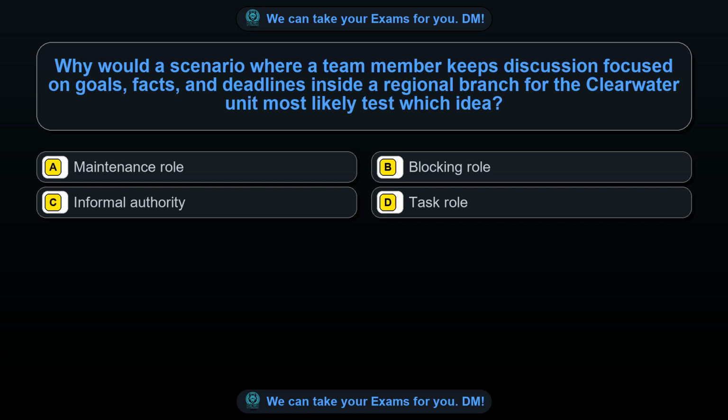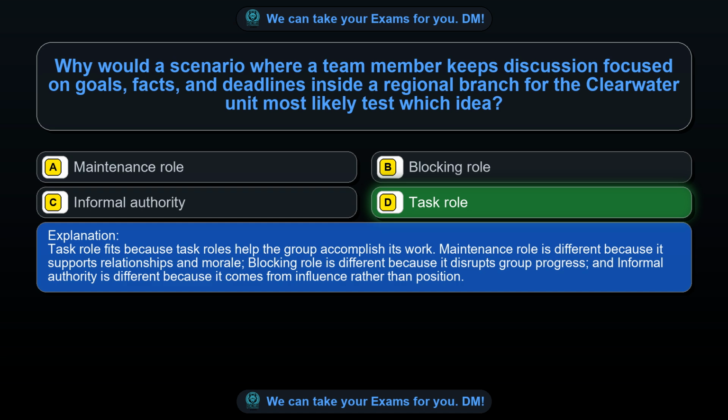Option A, maintenance role. Option B, blocking role. Option C, informal authority. Option D, task role. The correct answer is option D, task role. Task role fits because task roles help the group accomplish its work.